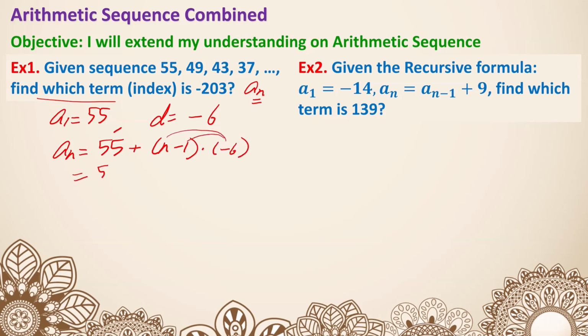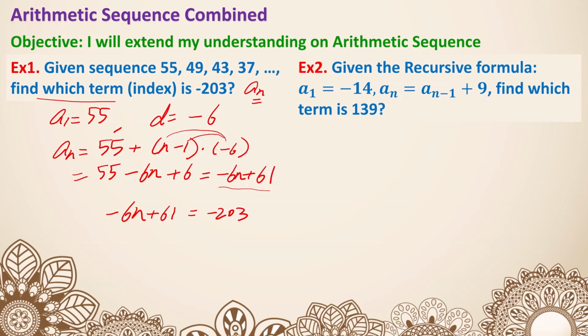Multiply that. So we got 55 plus, oh no, not plus, minus 6n. Negative 1 times negative 6 is a positive 6. So we got negative 6n plus 61. So that is whatever term is going to be, we can use negative 6n plus 61 to represent it. And now, when it's asking for the index, again, that means we're looking for n that will give you negative 203. So we're going to set that equal to negative 203. And that's the equation we're going to solve to find the index n.